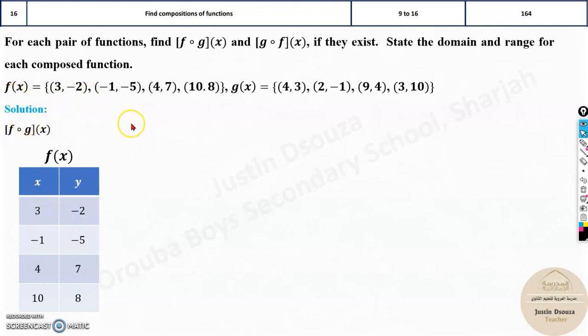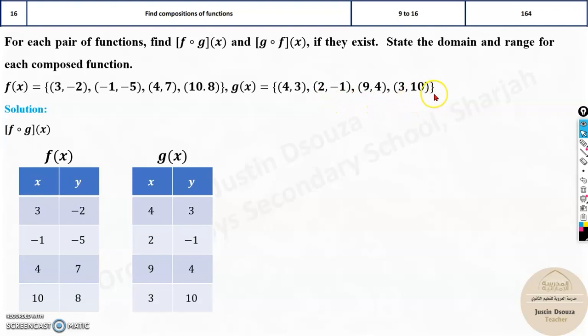for the function f of x. Now write the other one, g of x, the same way: 4, 3; 2, minus 1; 9, 4; and 3, 10. So we got both of these in table form. Why do we do it in a table? It's much easier to understand. Once you understand thoroughly, you do not need to use this. For now, we have to understand what f of g of x means.